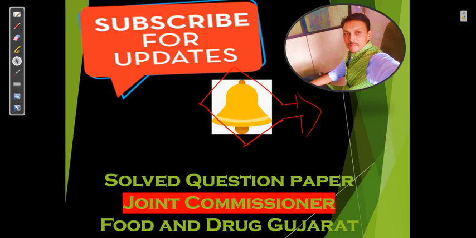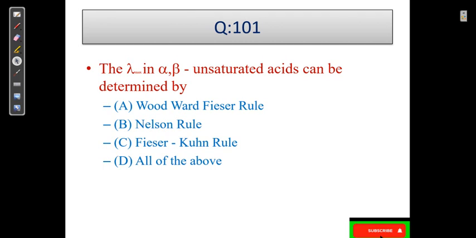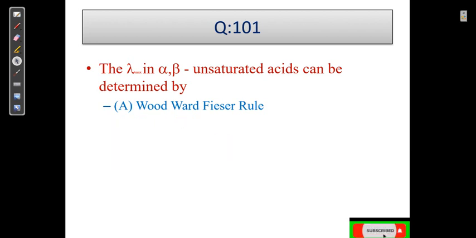देखते हैं क्वेश्चन 1। The lambda max in alpha beta unsaturated acids can be determined by Woodward-Fisher rules, Nelson rules, Fisher-Kohn rules, all of the above. So that's very well known rules is Woodward-Fisher rules for lambda max determinations.